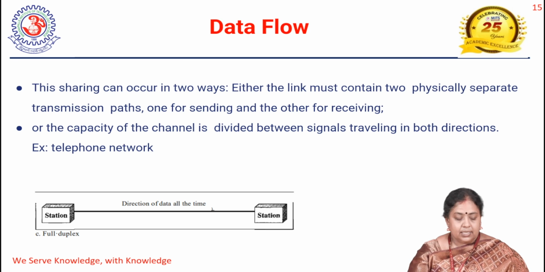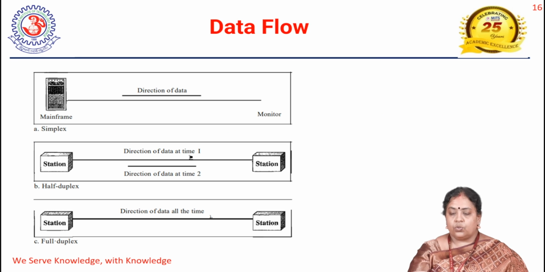Okay, and these are the data flows. Once again we'll check: how many types of data flows are there? One is called simplex mode, one is called half duplex, and one is called full duplex mode. So in simplex mode, only one device can send the data, and the other device can receive the data. At every time, only one device can send the data. That means the direction of flow is unidirectional.